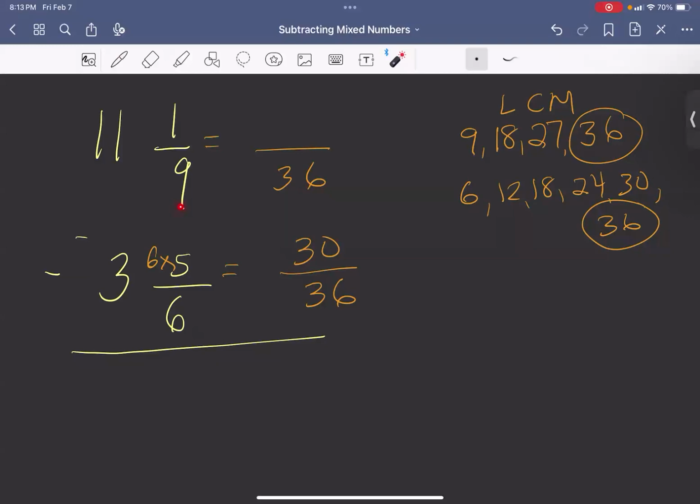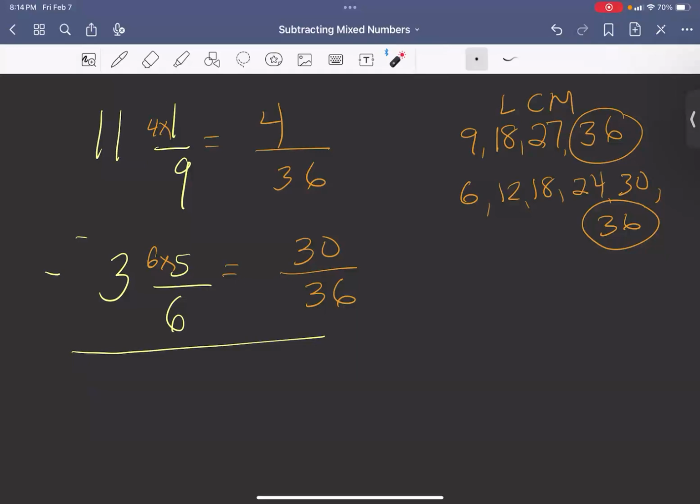36 divided by 9 is 4. 4 times 1 is 4. All right, so we have the same denominators. Uh-oh, we have 4 over 36 and 30 over 36. We can't subtract. So whenever we have a situation like this, we have to do a special system to do it.